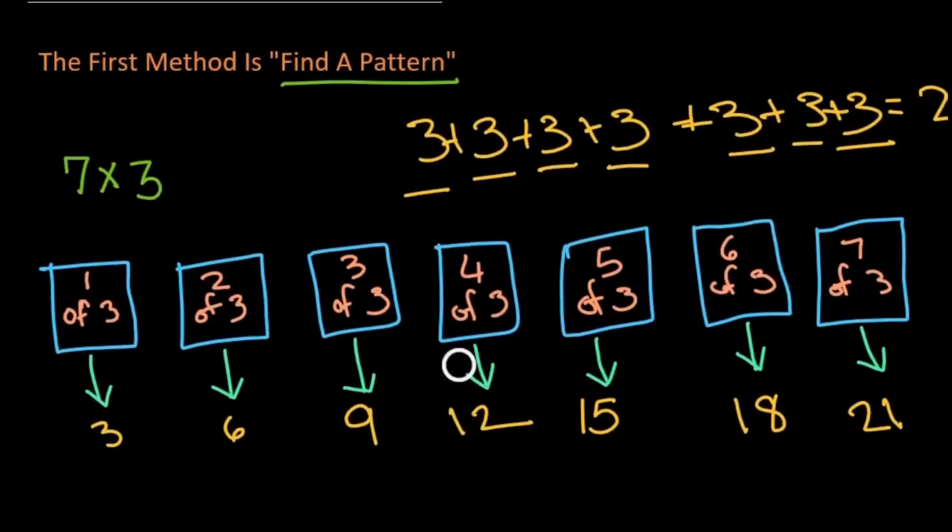Now we drew a model over here. We drew a model to solve this. This is one of the methods. It's called find a pattern. We're finding a pattern. So if you notice, we can also find another pattern over here.